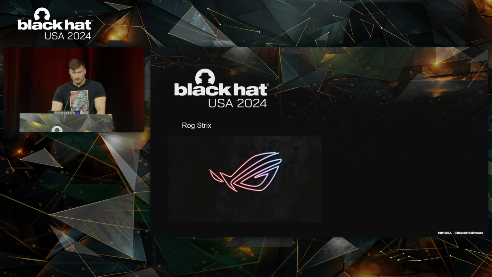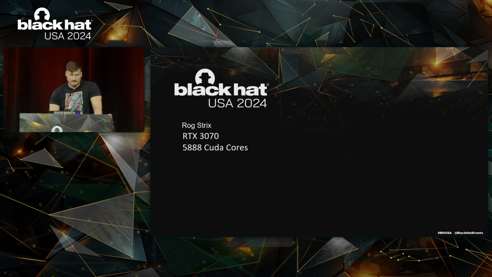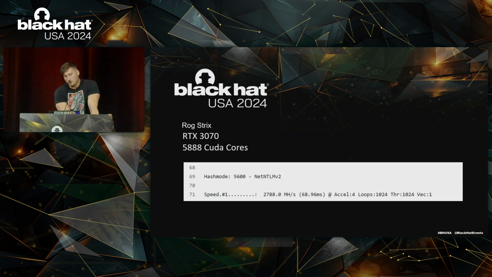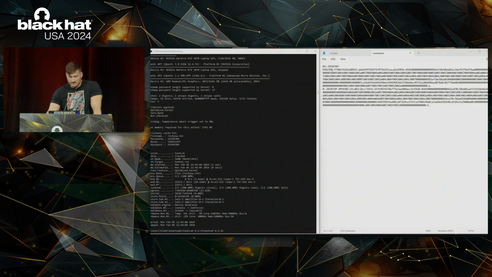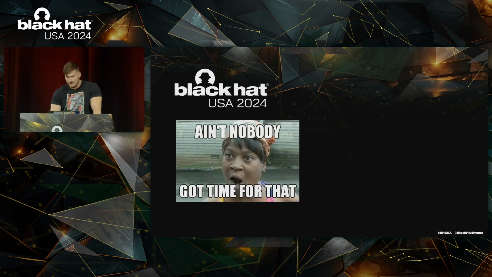And basically, the first attempt was just using my ROG Strix with an RTX 3070. It has almost 6,000 CUDA cores, and I basically installed Hashcat on it and executed, which on this hardware can basically break 2,800 million hashes per second. And basically, the first attempt was to break some very easy, very short password, and obviously it broke it momentarily. But then again, if I try to break a 9-character password, it will take me about 4 years or almost 5. Now, nobody's got time for that.